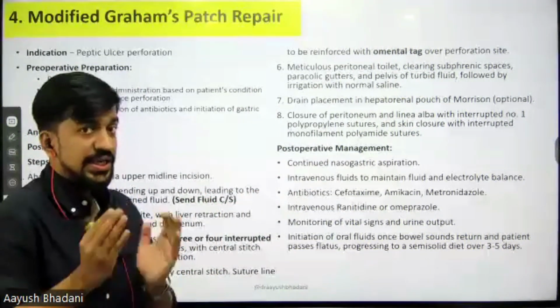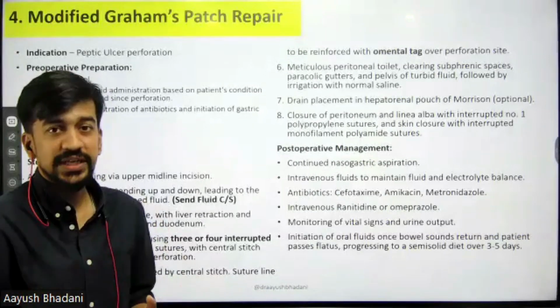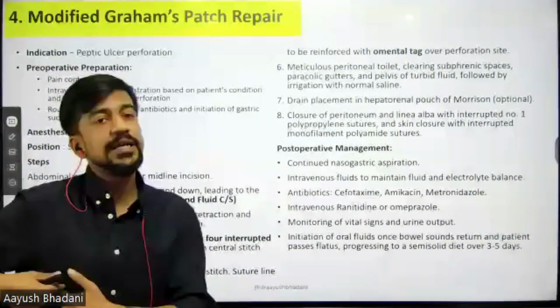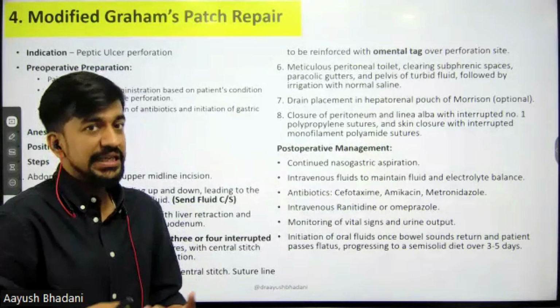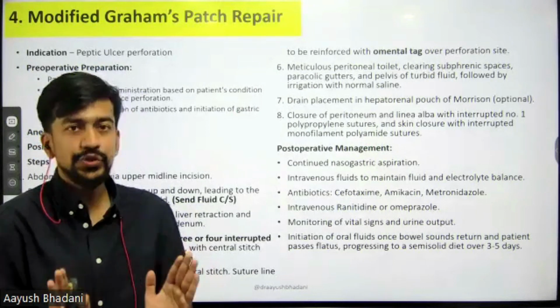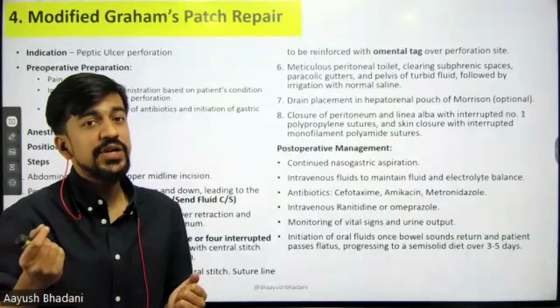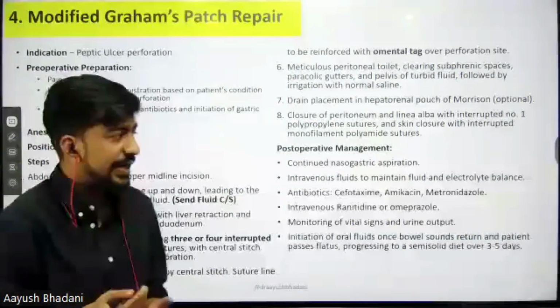Then, once you're done with it, obviously you need to do a thorough toileting. Put in lots of warm saline, wash the entire abdomen, make sure there's no collection in the hepatorenal, make sure there's no collection in the Morrison's. If needed, put a drain, which we usually do. If there's a huge perforation in the stomach, we might even do a feeding jejunostomy because we don't want the patient to starve, right, and die.